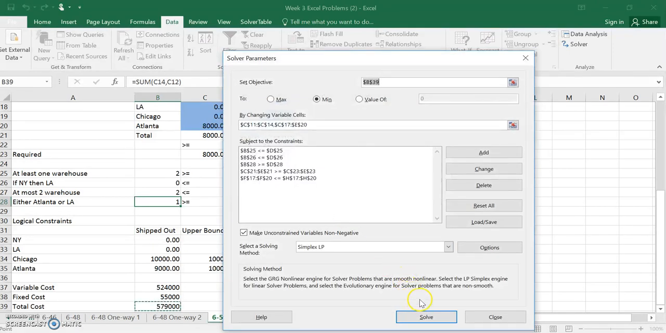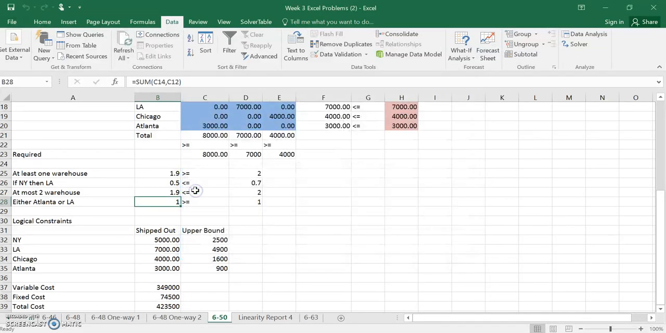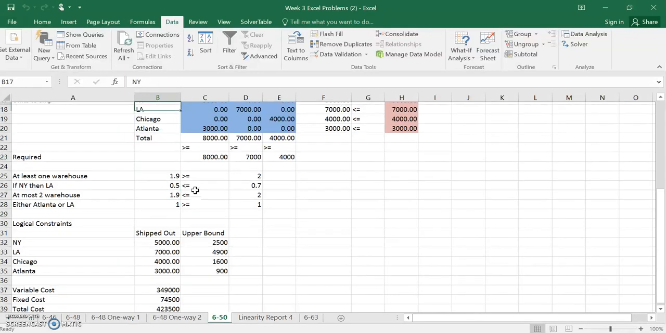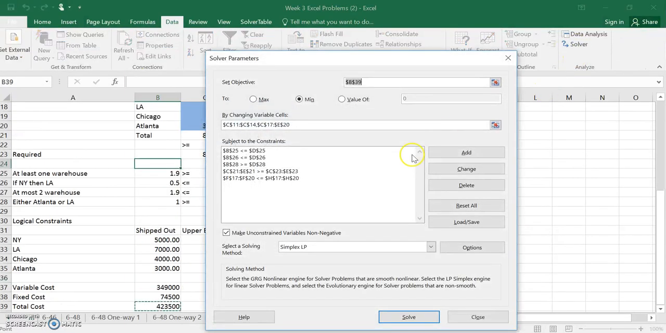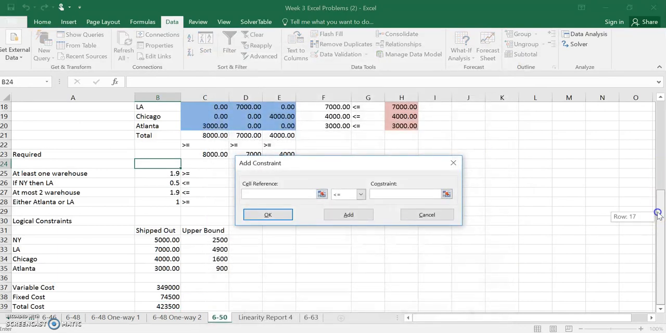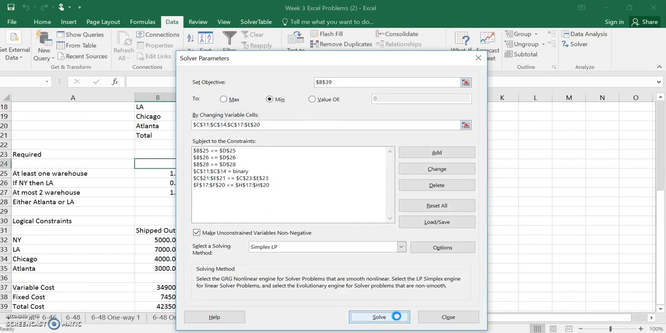Okay. That should be all the constraints. Let's go ahead and solve. So now we've got 423. So actually, I see what we did. Not good here. I forgot my binary constraint. So let's go ahead and put that back in. And I suspect that we're close enough at this point that we'll get it, but we'll see. There we go. These have to be binary. Okay. Now let's solve again.